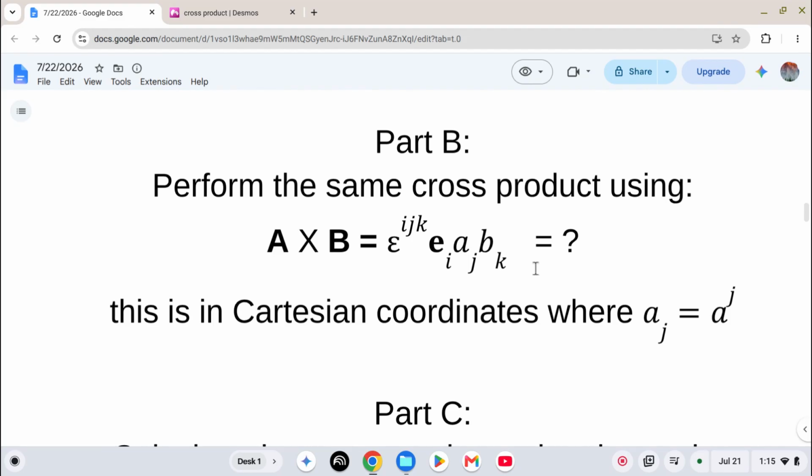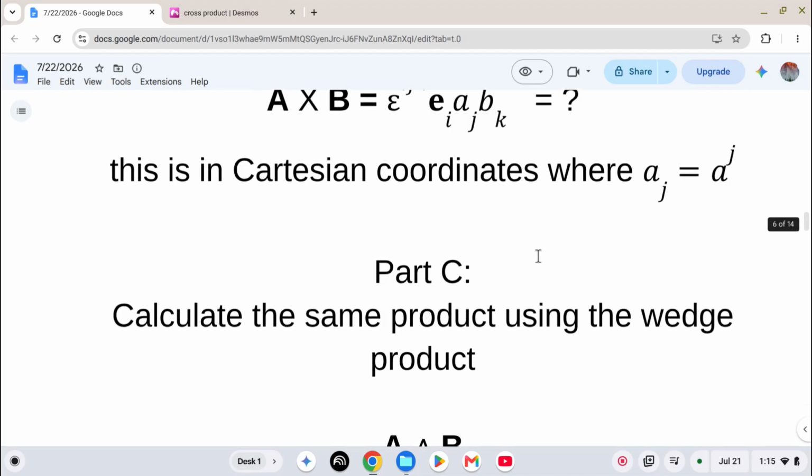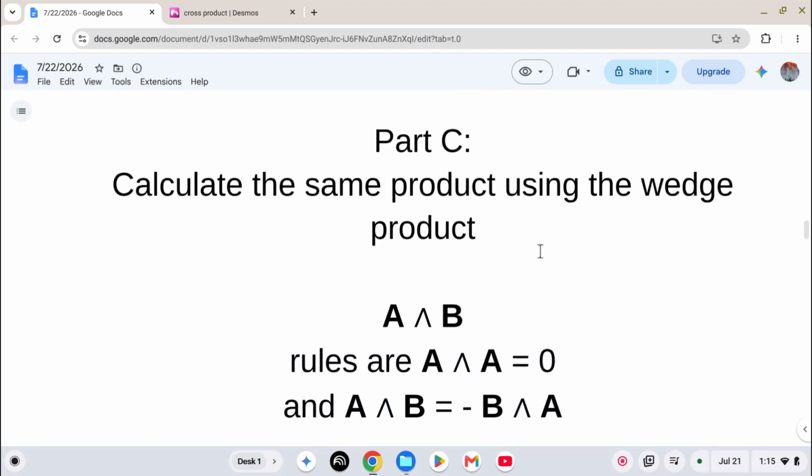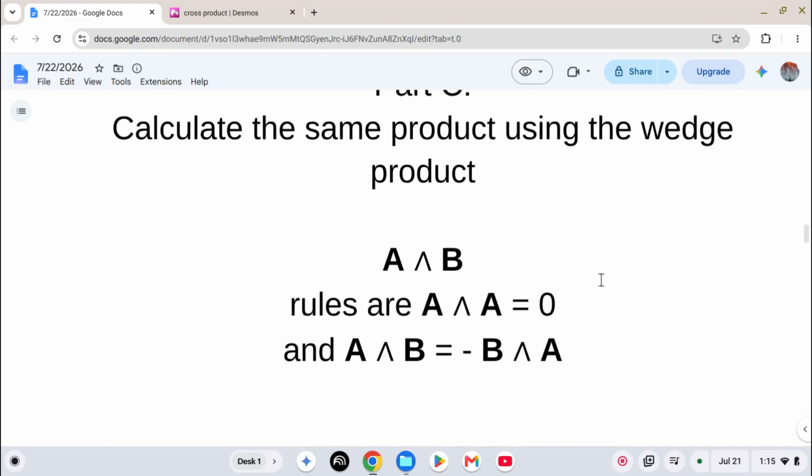Part C, another way to do a cross product. Calculate the same cross product using the wedge product. Here are the only rules you need. We're going to do A wedge B. A vector wedge with itself is equal to 0. And A wedge B is equal to minus B wedge A. Those are actually the only rules you need, except how to deal with the basis vectors. But we'll get to that during the solution.